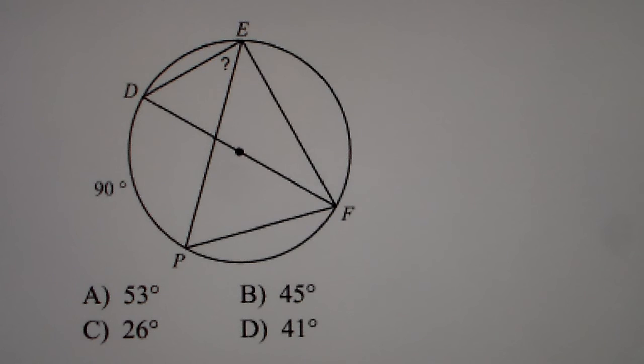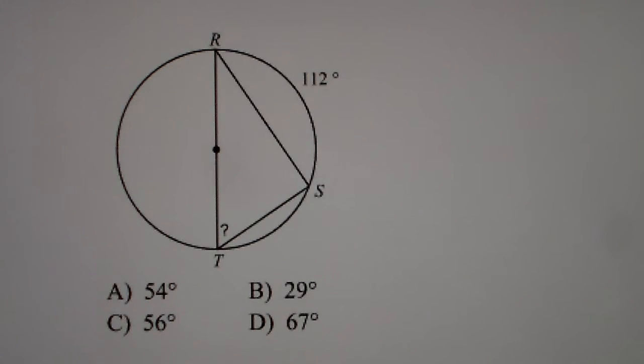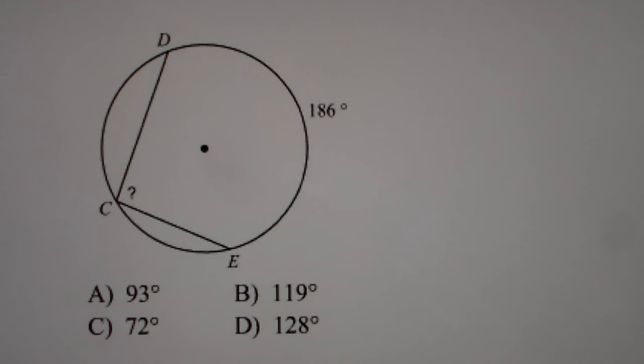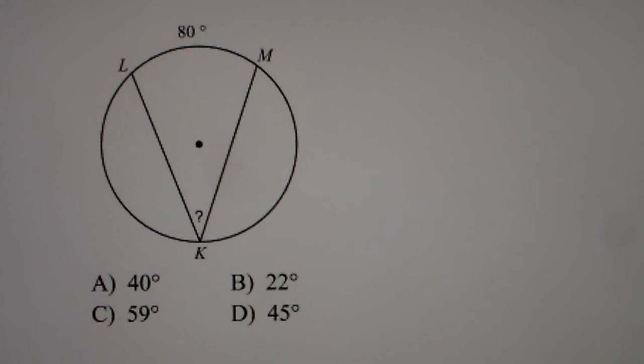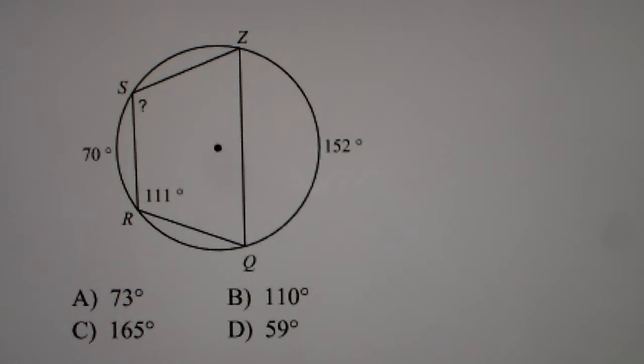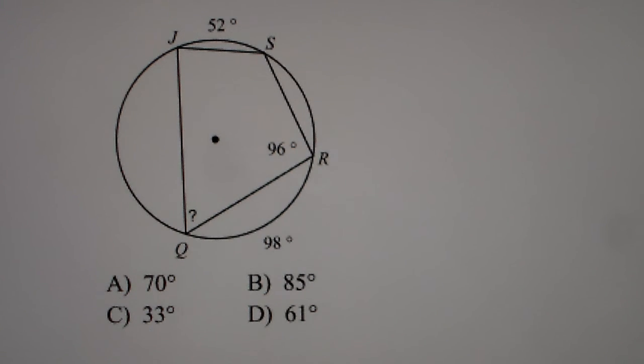Another one you can practice with. Remember, this one's a quick little easy one. RS is 112. Divide 112 by 2. You get 56. Divided by 2. It's all some more practice here.